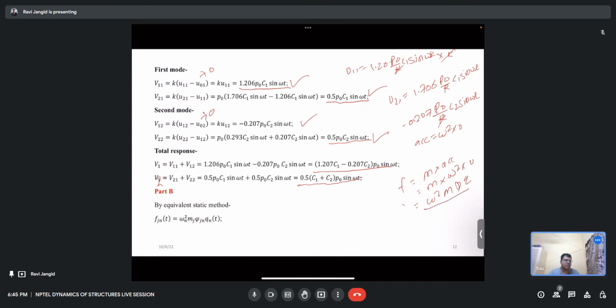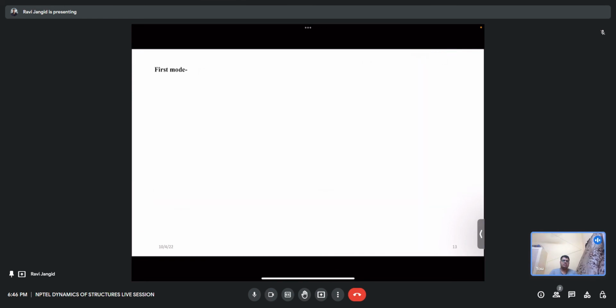So this is our static force at the degree of freedom for which mode. For the first mode, that is phi 11 q1. This way we can determine. So this is omega n square mj phi jn qn of t. First we need to determine the equivalent static force. For this first mode, we need to determine f11, that will be omega 1 square m1 phi 11 q1 of t. Omega 1 square we know, m1 we know, phi 11 and q1.